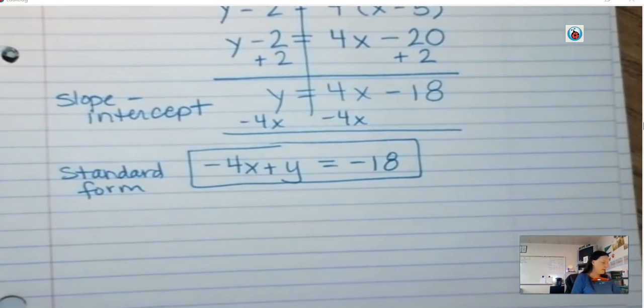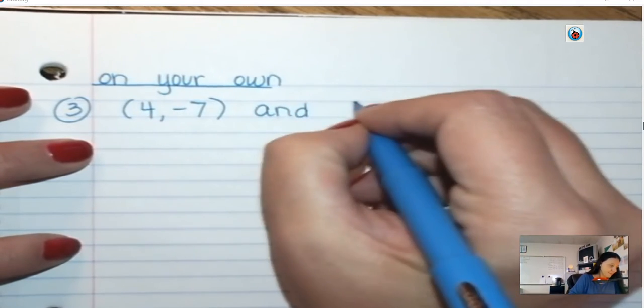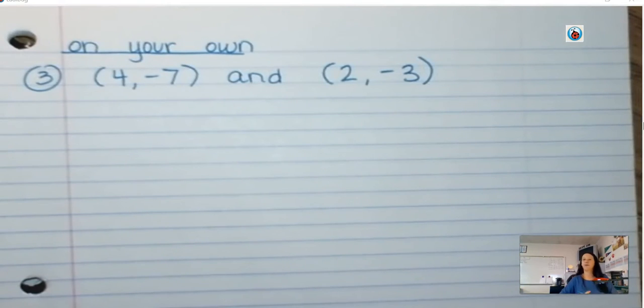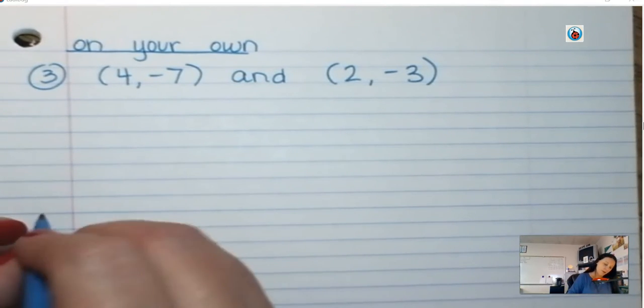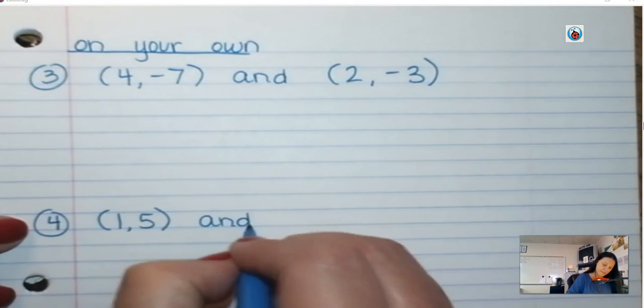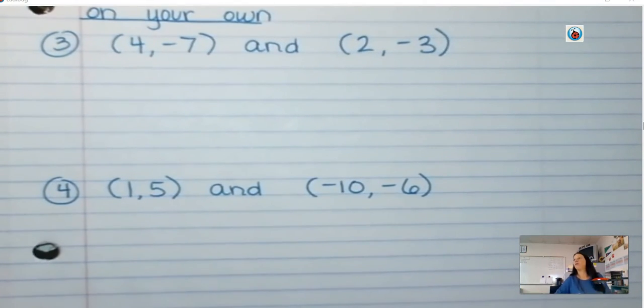Okay, now you're ready to do some on your own or with your groups. Okay, for number 3, you're going to have a line. It goes through (4, -7) and (2, -3). When you're done with that, I'll have another one up here for you to do. You can work on these by yourself or with the people around you.